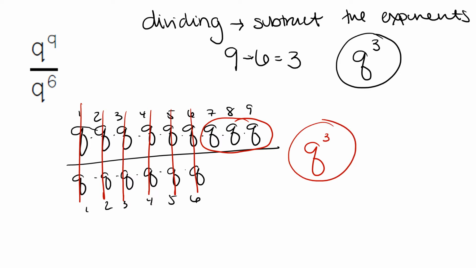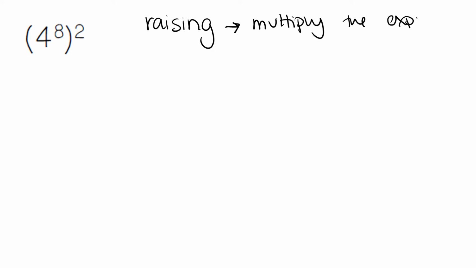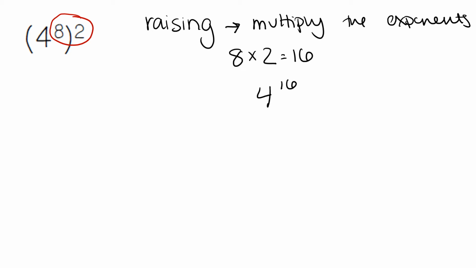For this problem, we have 4 to the 8th raised to the 2nd power. Because we are raising to a power, that means we are going to multiply the exponents. An easy way to remember that is when the exponents are side by side, we end up multiplying them. And so that would be 8 times 2, which is going to be 16, which means our final answer is going to be 4 to the 16th power.